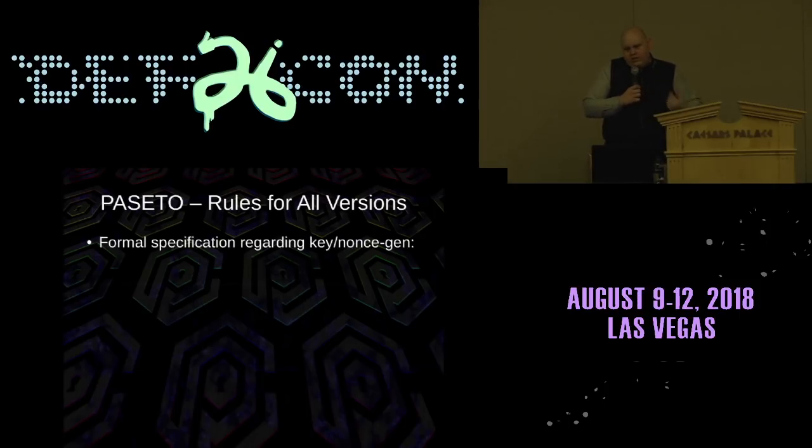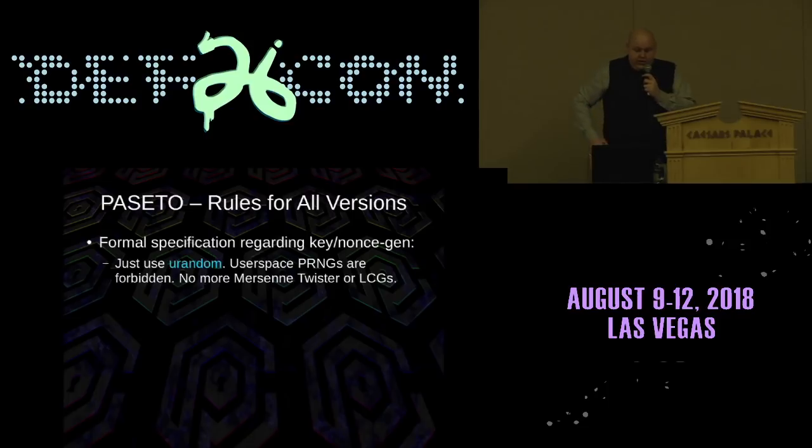So for all versions, there's a couple rules that I wrote into this proposed standard that will eventually, hopefully, be taken seriously by the IETF and accepted as an RFC. I have a first draft submitted to them, got some feedback. I'm working on the second one right now. The first rule, for randomness, is to use urandom, specifically, or more broadly, the operating system's cryptographically secure random number generator. You're not allowed to use a linear congruential generator or a Mersenne twister or any other insecure user space design. If you're doing that, you're deviating from the standard and you shouldn't do that.